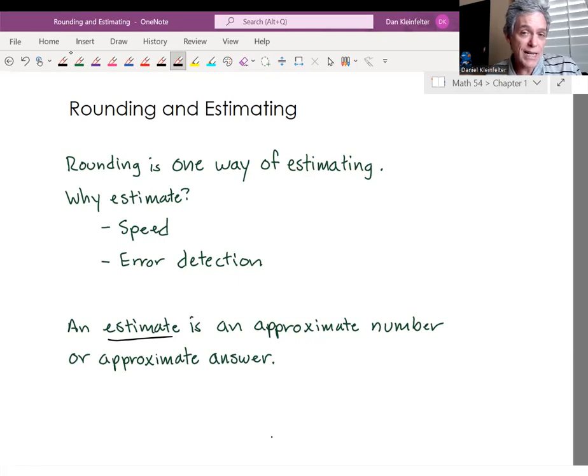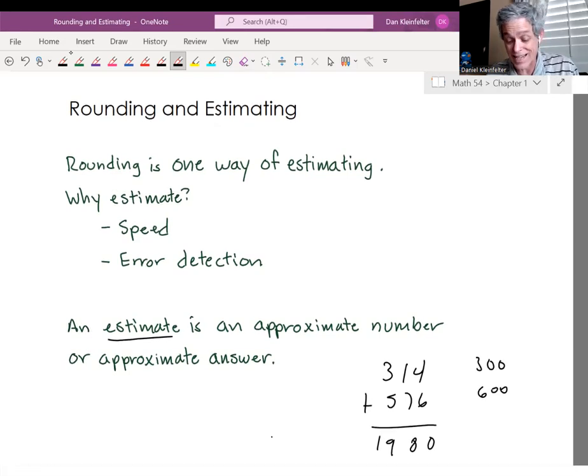If we come up with an estimated answer, it can help us determine whether we've made a mistake or not. For example, if I asked you to add, I don't know, 314 plus 576, and you got 1980. Okay, well, that should be pretty obvious that it's wrong, right? Because it's like a little over 300 plus about 600. If it was like 300 and 600, it would be like 900. There's no way I could have gotten 1980 for that. So it's obviously wrong, right?